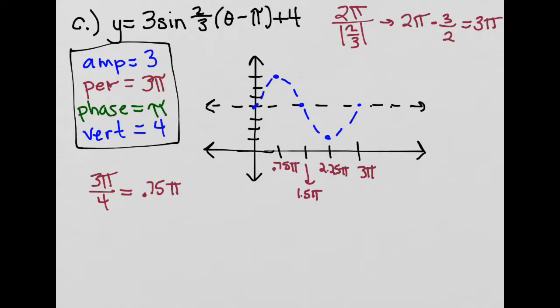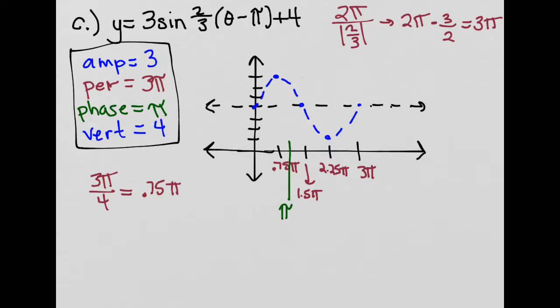Alright, let's complete our phase shift. So our phase shift is pi, which means we're going to move each of these important points pi units to the right. So 0, 4 is going to move to the right pi, so that's going to go somewhere behind 0.75 and before 1.5 pi. So I'm going to draw a line right about there, and I'm going to label that as pi.